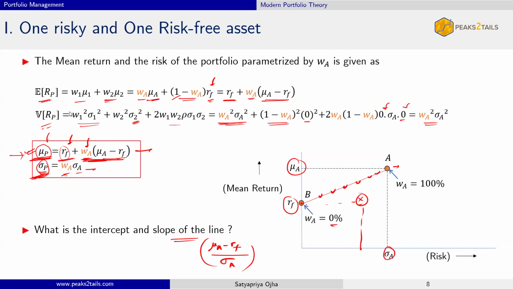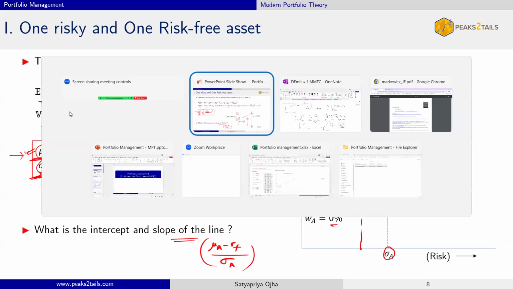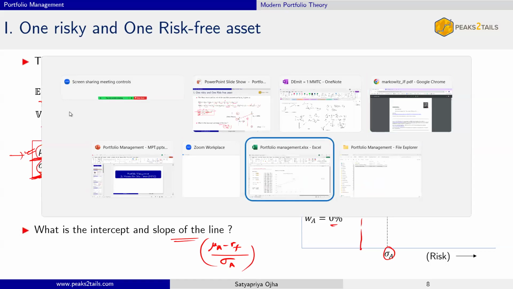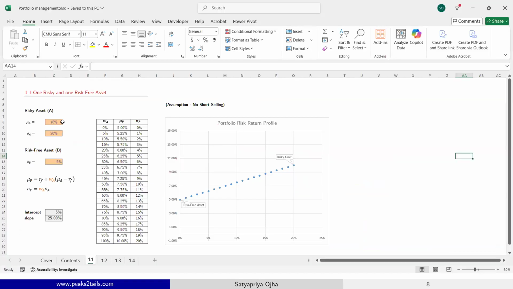Okay, no questions. Then let me quickly demonstrate the same in Excel. Some folks have a strong affinity to see everything in Excel. So, one risky asset, one risk-free asset. Here is the risky asset A. The mean return is 10%, volatility is 20%. For the risk-free asset, we only have the RF, which is mu B in the case, as you mentioned, Somitri. 5% is the risk-free return.